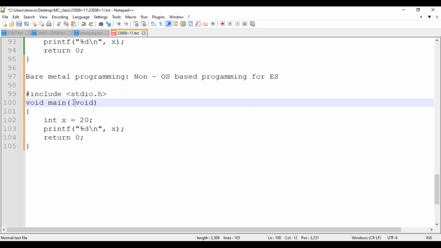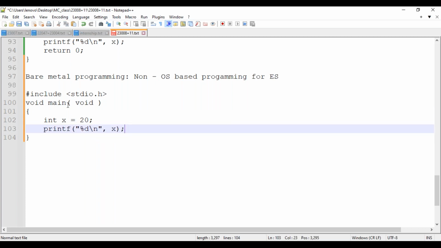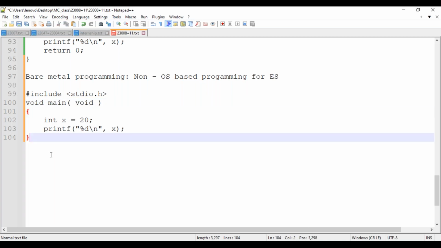Now, if I'm not returning anything from the function, should I use return 0? No. So this is how we write the basic program. The main function should have the return type as void. The input the main function takes is also void. This is how we are going to write the program.